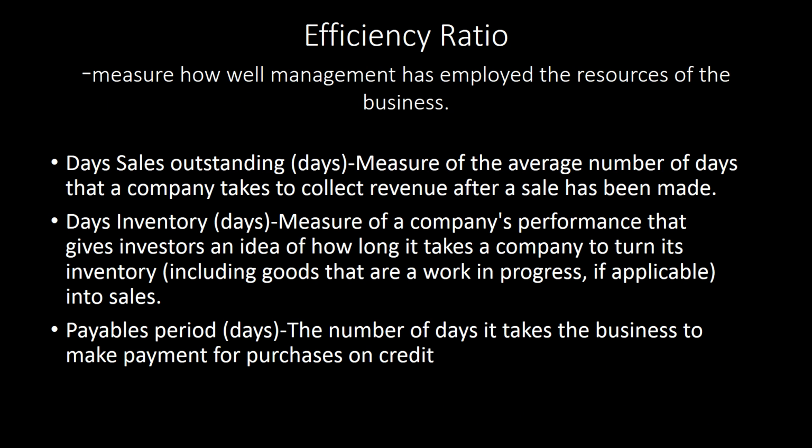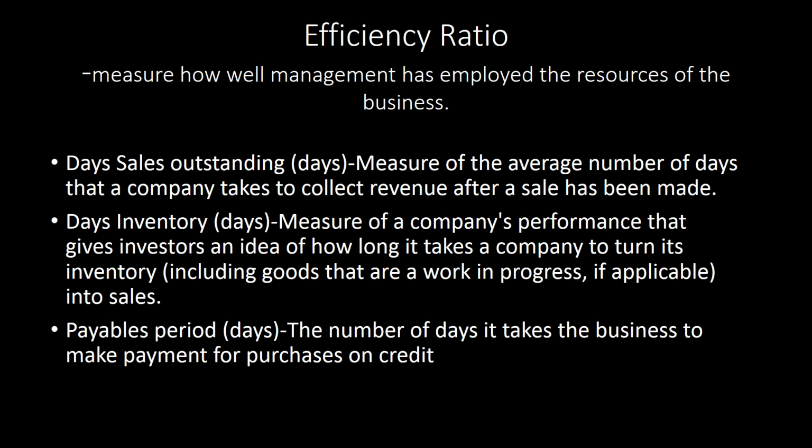Next, let's look at the efficiency ratio of this business. Efficiency ratio is a ratio used to measure how well management has employed the resources of the business. Days sales outstanding, days inventory and payables period are examples of efficiency ratio. Days sales outstanding measures the average number of days that a company takes to collect revenue after a sale has been made. Days inventory measures a company's performance that gives investors an idea of how long it takes a company to turn its inventory into sales.